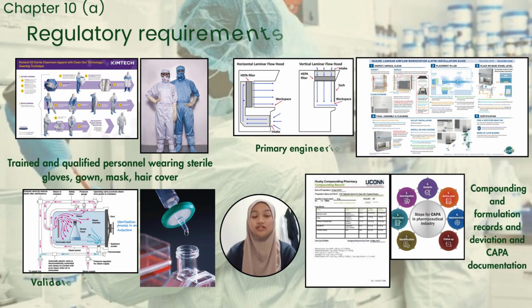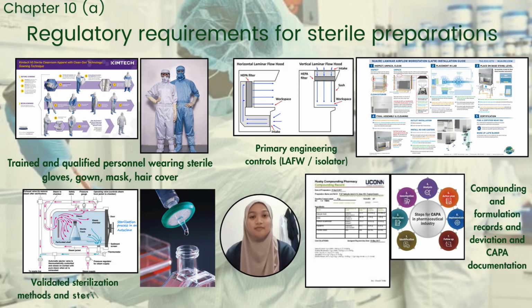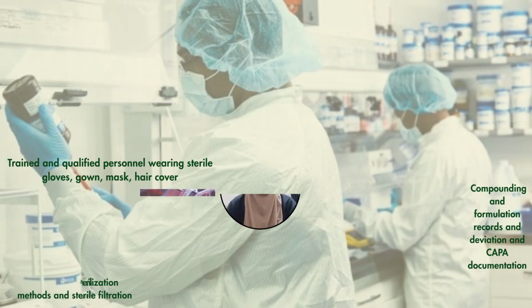This slide shows the regulatory requirements for sterile preparation. Personnel must be trained in aseptic techniques and follow strict hygiene and gowning rules. Sterile work is carried out in controlled cleanroom environments using laminar airflow or isolators with regular environmental monitoring. Sterilization processes are validated, SOPs guide all the procedures, and finished products are tested and given appropriate beyond use dates. All these activities are fully documented to ensure compliance and product quality.